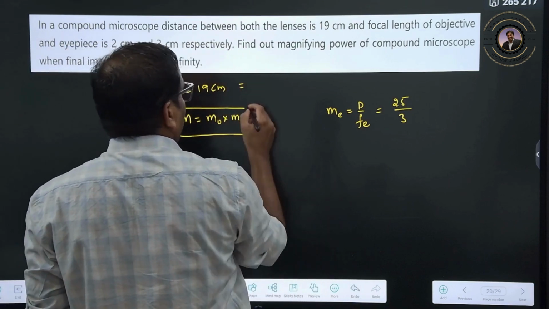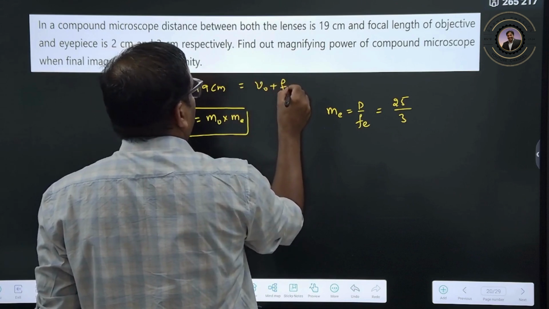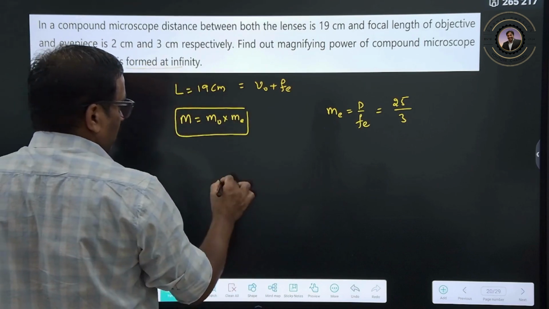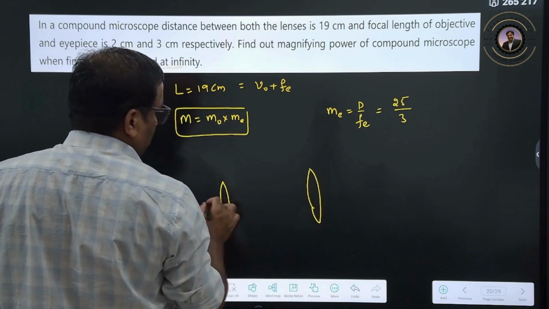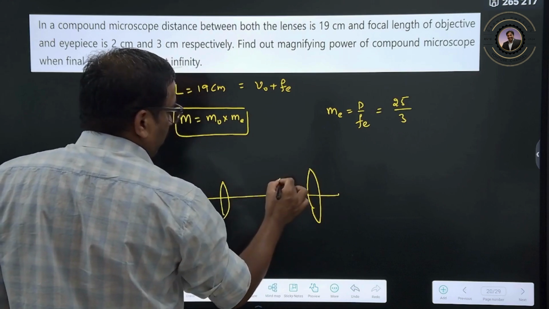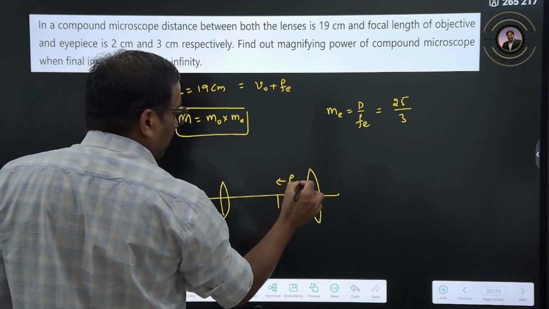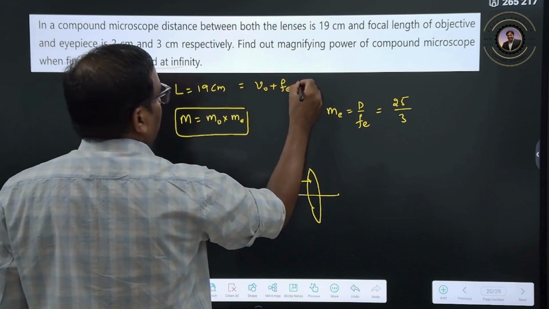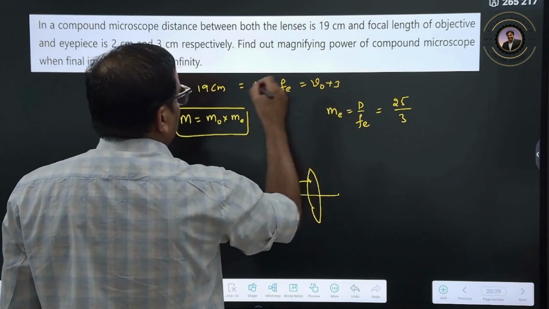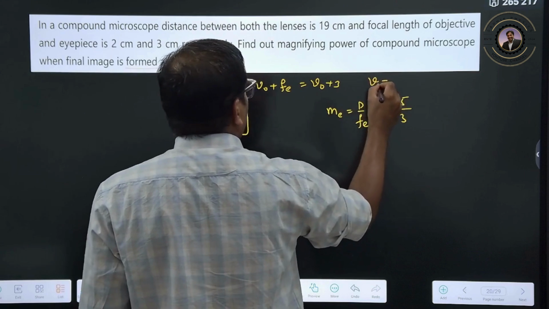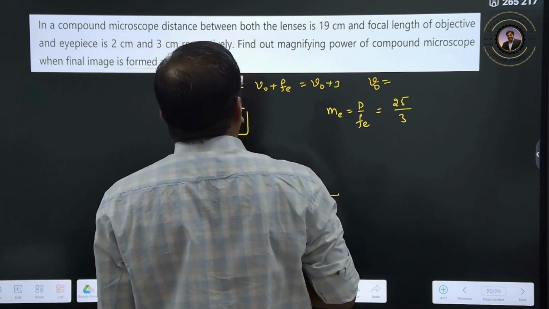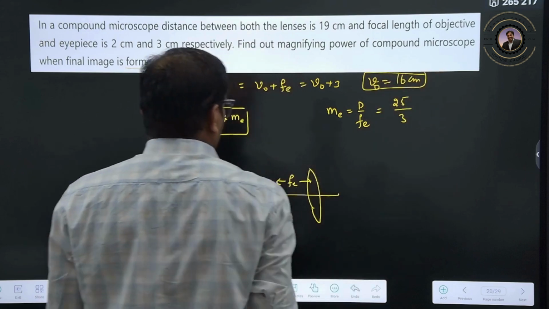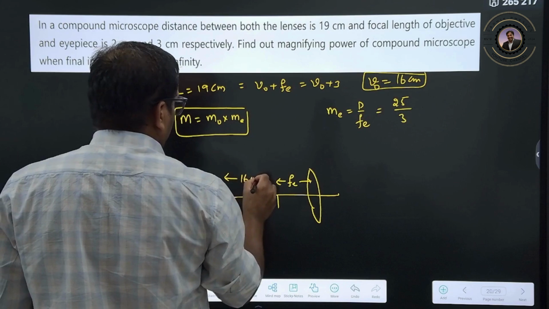Therefore L value we can rewrite as V_O plus F_E. Why? Because this is your objective and this is your eyepiece, and the final image is at infinity, which means the intermediate image is at F_E only. F_E is 3 centimeter, so 19 equals V_O plus 3. V_O equals 19 minus 3, which is 16 centimeter.